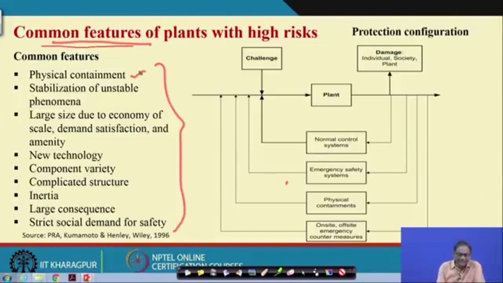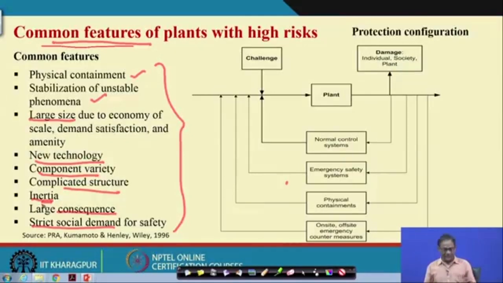Physical containment, stabilization of unstable phenomena, large size, new technology, variety of components, complicated structure, inertia, huge consequence, strict social demand for safety. So all those things are common features. For any high risk plant, you think of coal mining, nuclear plant, oil and gas installation, steel making, construction. Wherever there is high risk, huge hazard involved, your design consideration will be inclusive of all those things. Particularly from the stabilization of unstable phenomena point of view, we want to explain this.